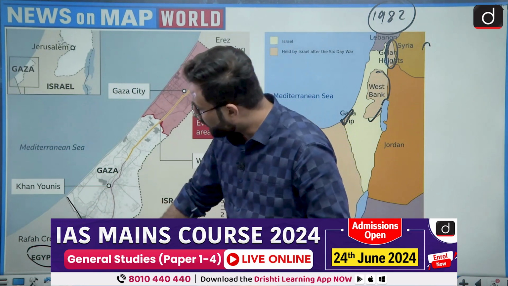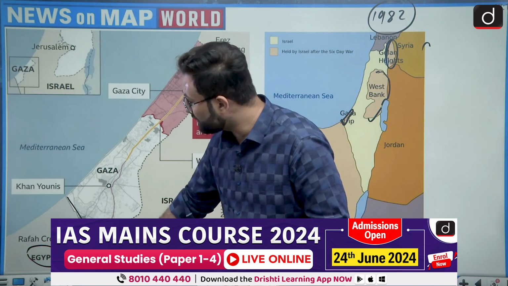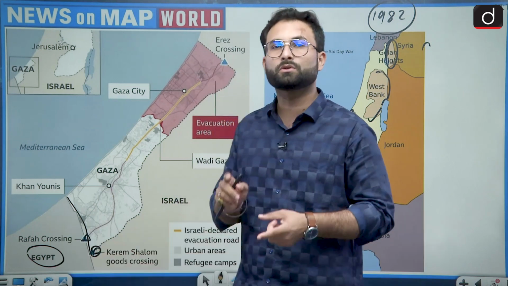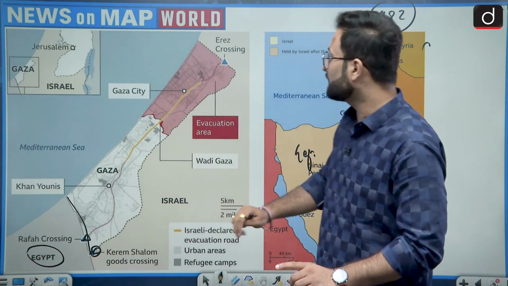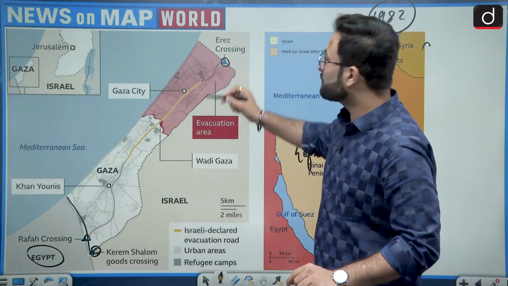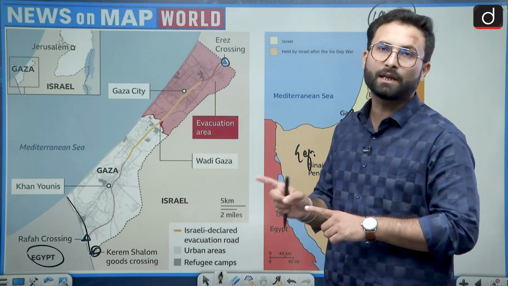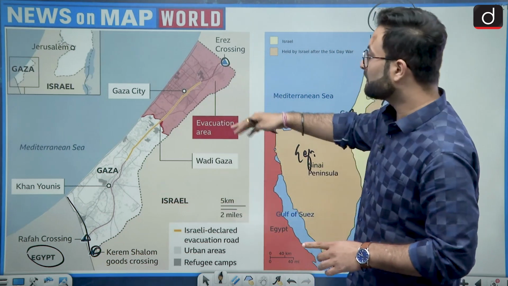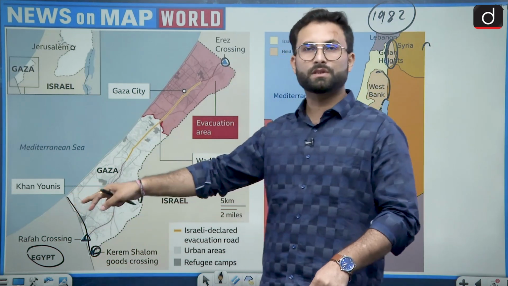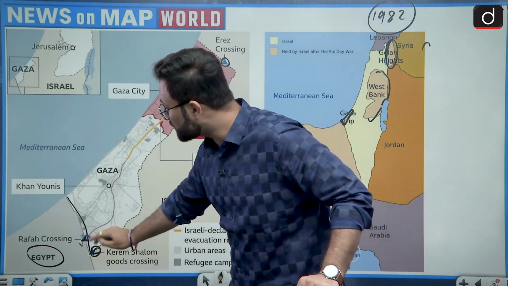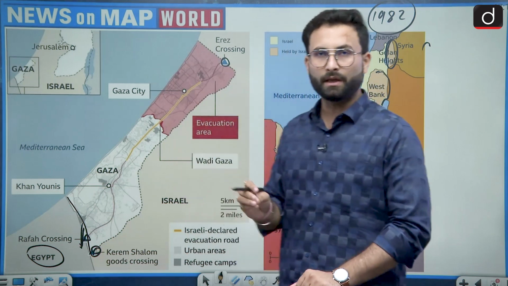Second thing is this Karem Shalom. Karem Shalom crossing is also there, but this crossing is between Gaza and Israel and not with Egypt. Here you can see Erez crossing. Erez crossing is also between Gaza and Israel and not with Egypt. Okay, so these are the three crossings which have been in the news, and recently, with the war going on there, this Rafah crossing has been used mostly for humanitarian aid.